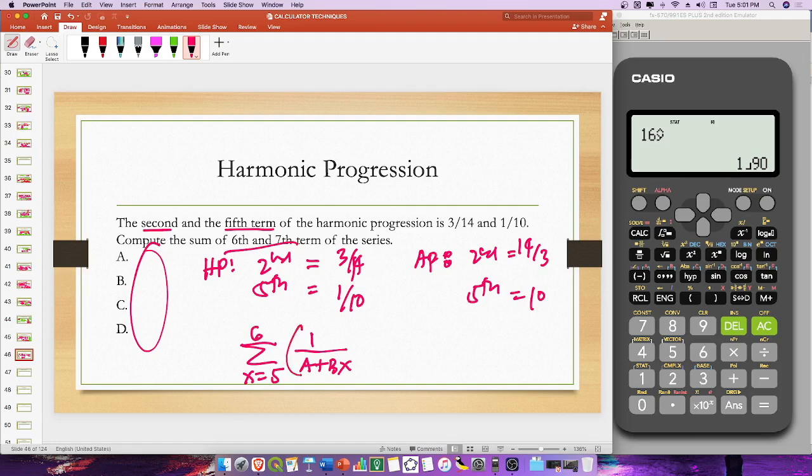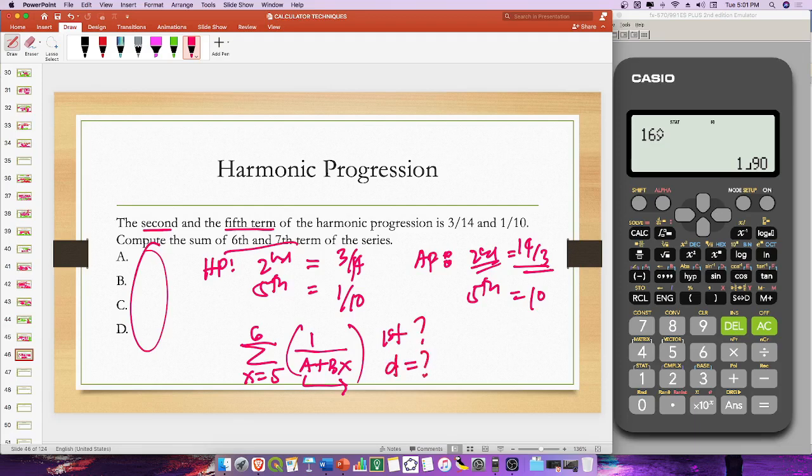Alright, so we will be using this formula. But we need to first solve for the value of a in the progression. A here is the first term. It's not given, actually; this is the second term. So we need to find the first term, and then the common difference, the first term and d.